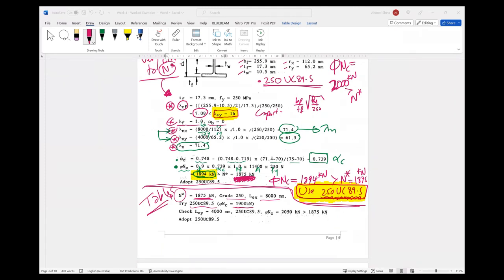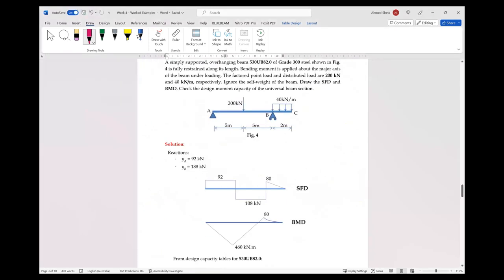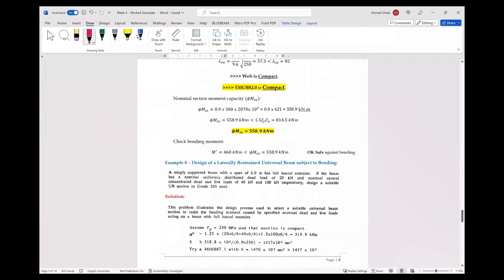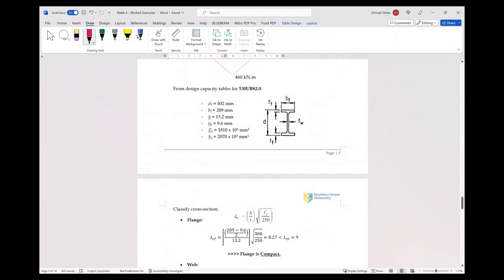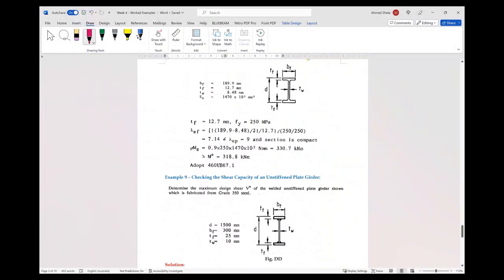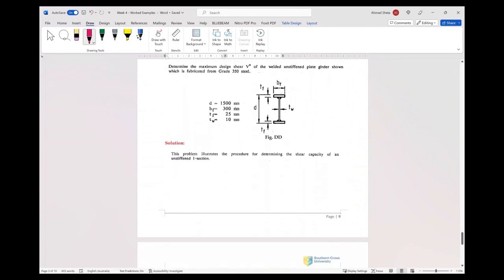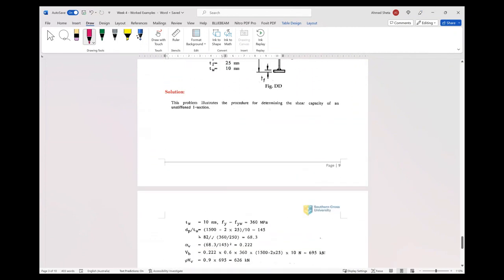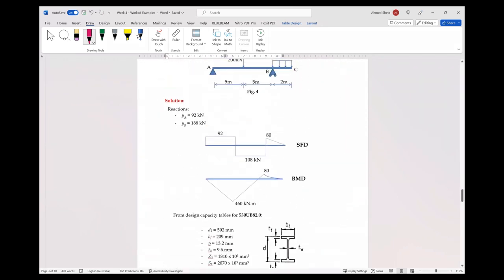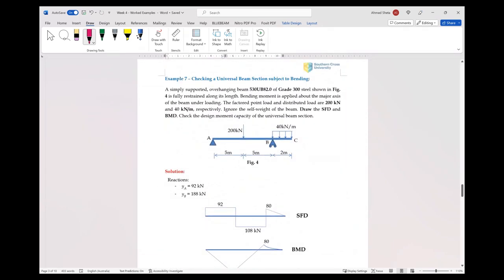Okay, thank you. Can we continue for maybe 5 minutes here to finish another example, or do you want to go to the tutorial session? Maybe finish one more. Okay, we'll just go for one of the bending problems here.